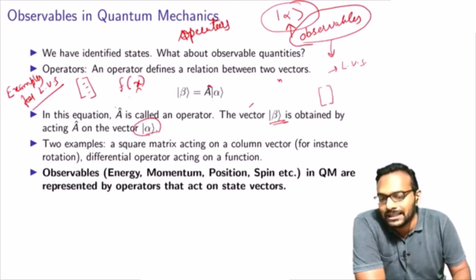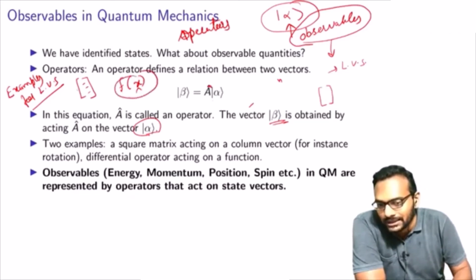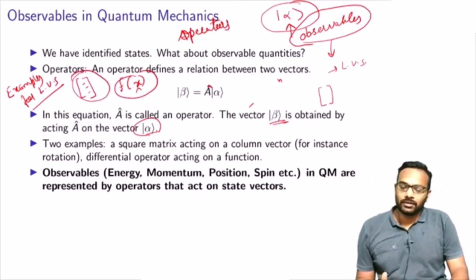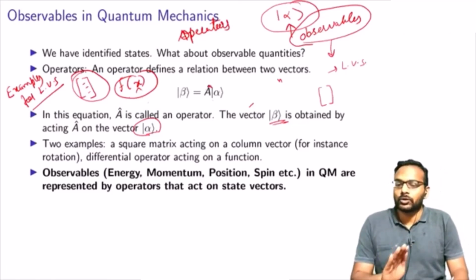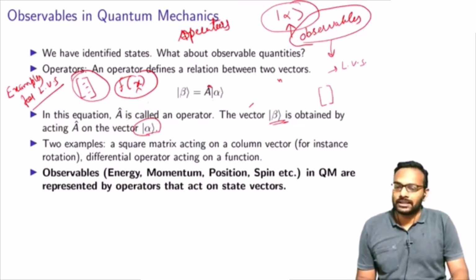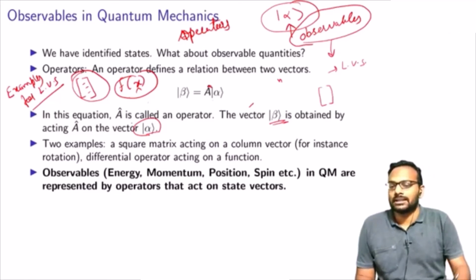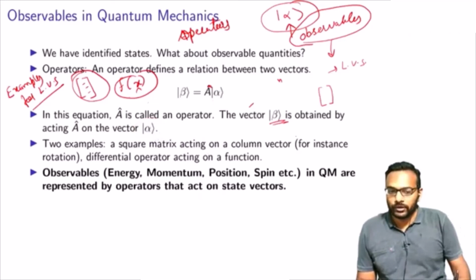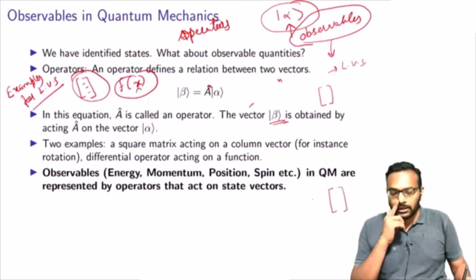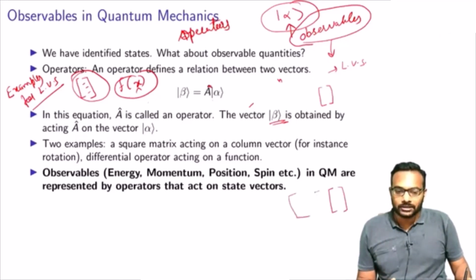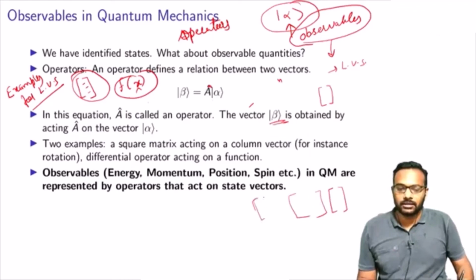So, it's easy to see that complex functions as well as column matrices construct vectors in linear vector space. They follow all the properties of linear vector space. So, two examples, column matrices and complex functions. And an example for an operator is even simpler. You know that if you have a column matrix and you act a square matrix on it, you get another column matrix.